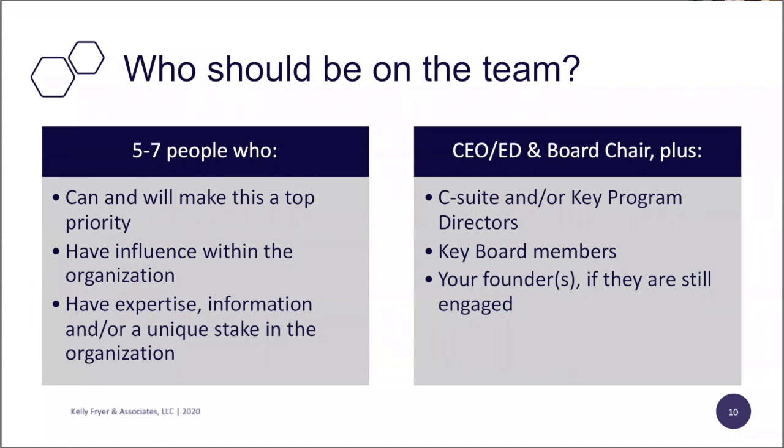I think you also want people who have influence within the organization. People who, when they speak, when their voice is heard, members of the staff, members of the board, donors, they listen. And you're going to be looking for people with particular expertise and information that you'll need through this process, or people who have a particular stake in the organization. So who are these folks? Well, always the CEO or executive director and the board chair. That's a non-negotiable. In addition to those two folks, you're going to be looking at your C-suite members, your COO, your CFO, or the equivalent, or key program directors if you don't have a C-suite. You're going to be looking at key board members, and if your founder is still engaged in the organization, you're going to want to make sure that they're involved in this process as well, and a member of the team.